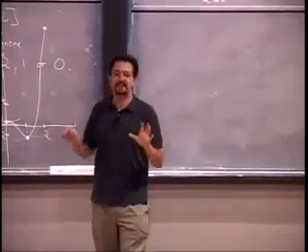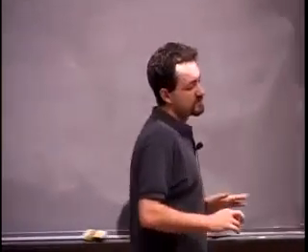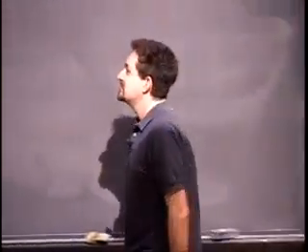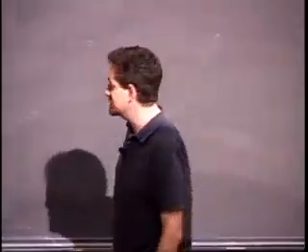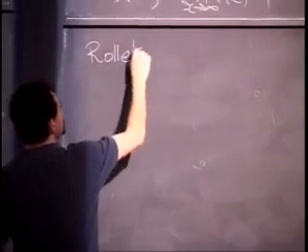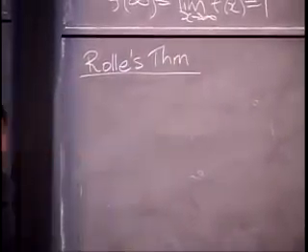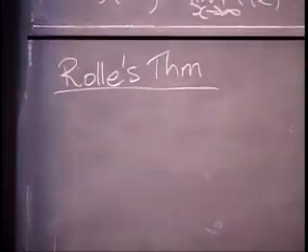Anyway, let's get through calculus first. Okay, so then I need to tell you about two theorems, which are actually the same theorem in two different ways. They just look different. The first is called Rolle's theorem, THM for theorem. Here's what it says.